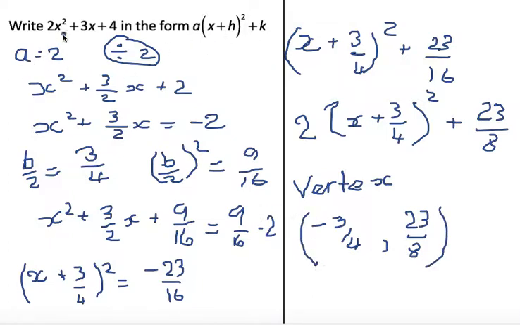So you can see how we started off with a as 2, we divided by 2, we've completed the square as normal. At the very end, we've multiplied the bracket by 2 and our constant at the end, giving me my vertex.